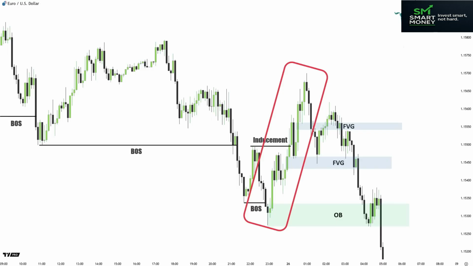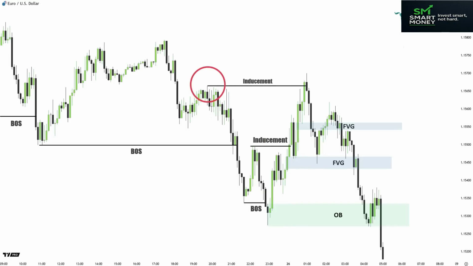Price took out the early buyers sitting above this swing high, which was an inducement level, tapped into the premium zone, reacted from an internal liquidity pool, a fair value gap inside the leg, and then continued aggressively downward. In scenarios like this, you shouldn't be looking for buys. You should be looking for sell opportunities. Otherwise, you'll get trapped again and again by the same pattern that most traders fall for.